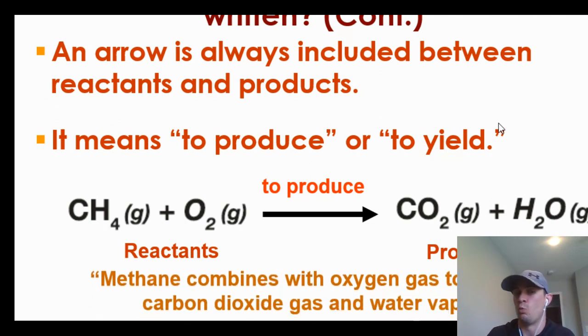If we were to write that out in words, which is a nice thing to do, in normal class we would make sure that you're able to write out the reaction using the symbols, like above, CH4 plus O2 gives you CO2 plus H2O, but we also make you write it in words as well. Methane combines with oxygen gas to produce carbon dioxide gas and water vapor. What a fun thing.